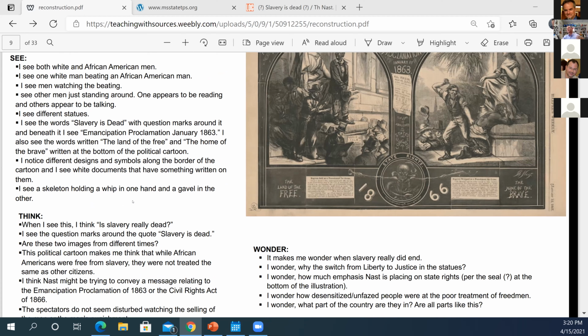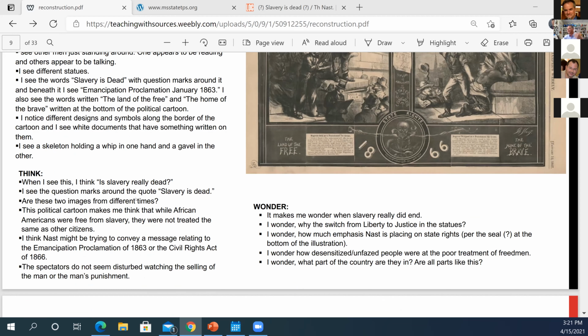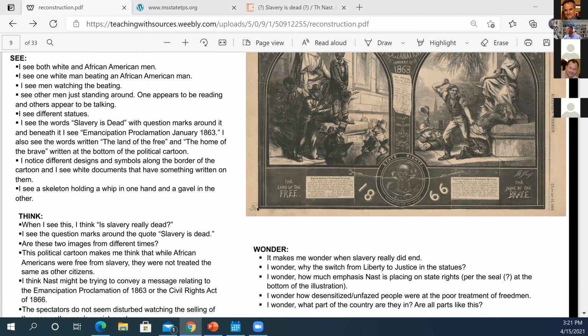This political cartoon makes me feel that while African Americans were free from slavery, they're not treated the same as other citizens. And they're already getting to the crux of what Reconstruction is all about. I think Nast might be trying to convey a message relating to the Emancipation Proclamation of 1863 or Civil Rights Act of 1866. All right. So they definitely understand Nast has got a message, and that's going to be important later. The specters do not seem to be disturbed by the selling or the punishment. And then the wonder, when did slavery really end?